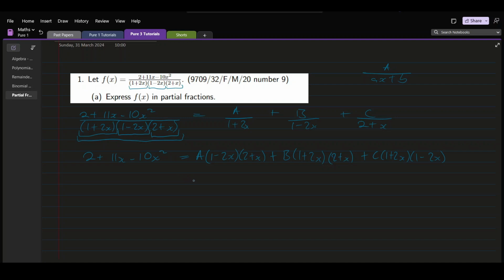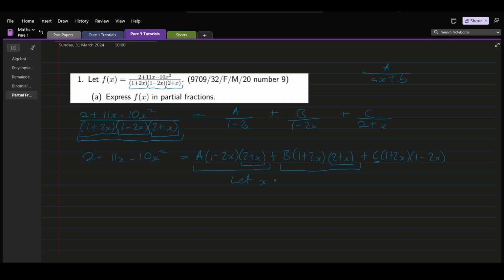How we're going to do this is pick a value of x that will make one of the brackets equal to 0. For example, let's look at this bracket, 2 plus x. What value can we substitute for x that will make this bracket 0? We can substitute x with negative 2, and that will make the bracket 0 and effectively cancel this whole term out. 2 plus x is also present here, so it will also cancel this term, and you only remain with the term that contains C. So if we want to evaluate C, we can substitute x with -2.